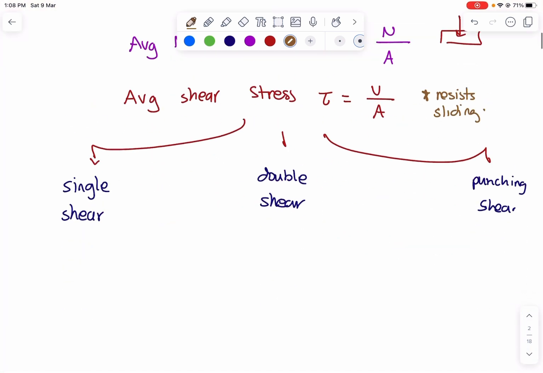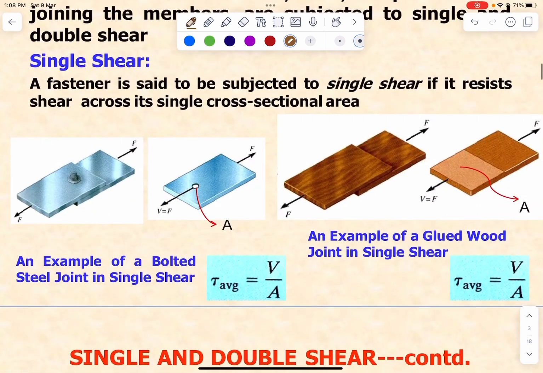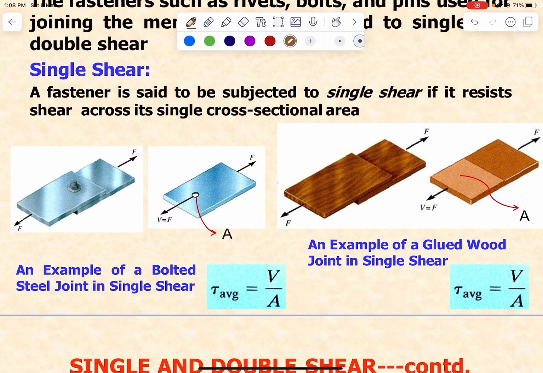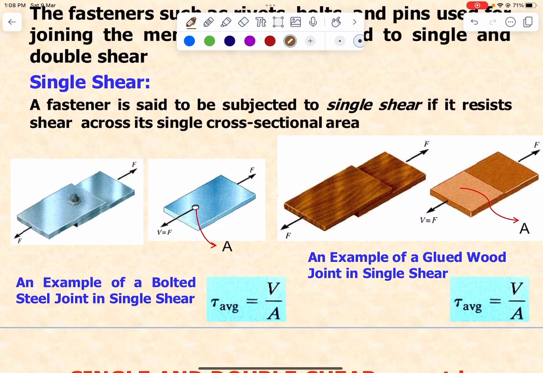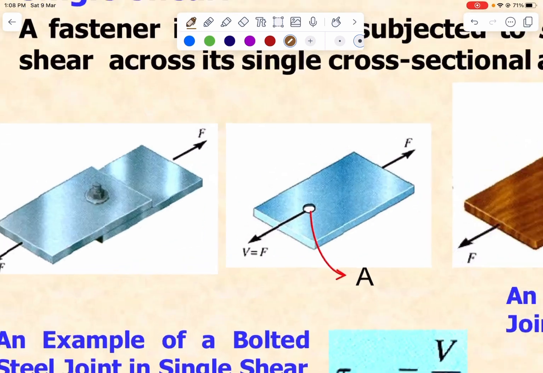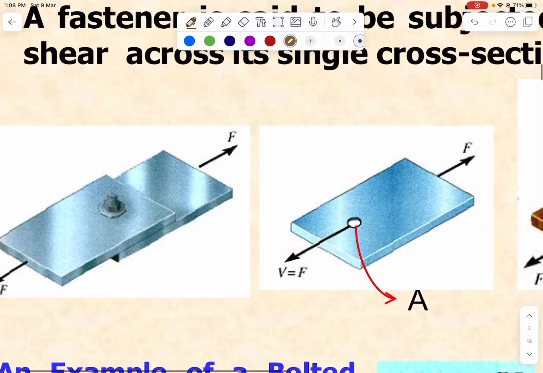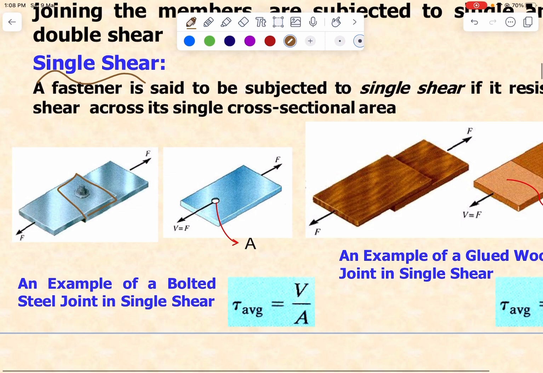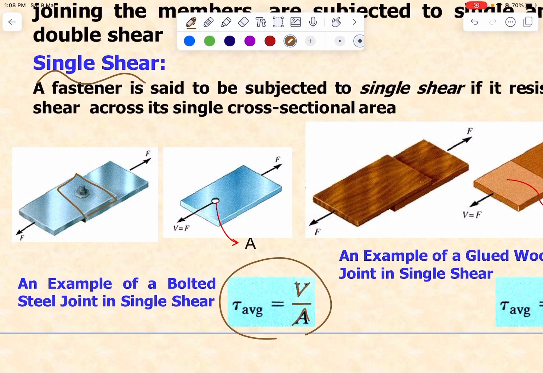So first of all, we will look at the single shear and it looks like this. In the single shear, usually the resistance of sliding across its single cross-sectional area ويكون between two plates. يعني يكون فقط area واحدة that is resisting a sliding, so we call this single shear. And the equation will be the same. Tau average is the shear force over the area that is being subjected or the area that is resisting sliding.